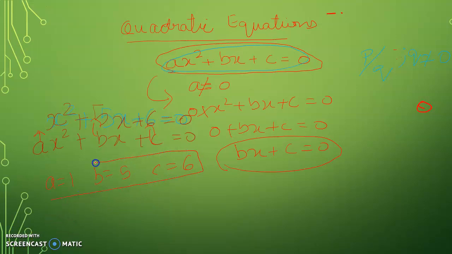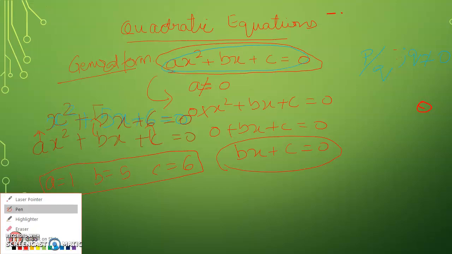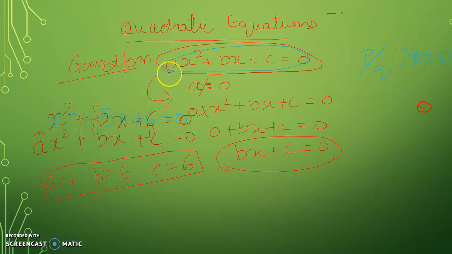So first and foremost, this should be clear. What is a quadratic equation? What is the general form? Always remember this general form, this is very important. General form is the structure in which an equation will be written so that we can compare easily. Are you following? That is what we are comparing.